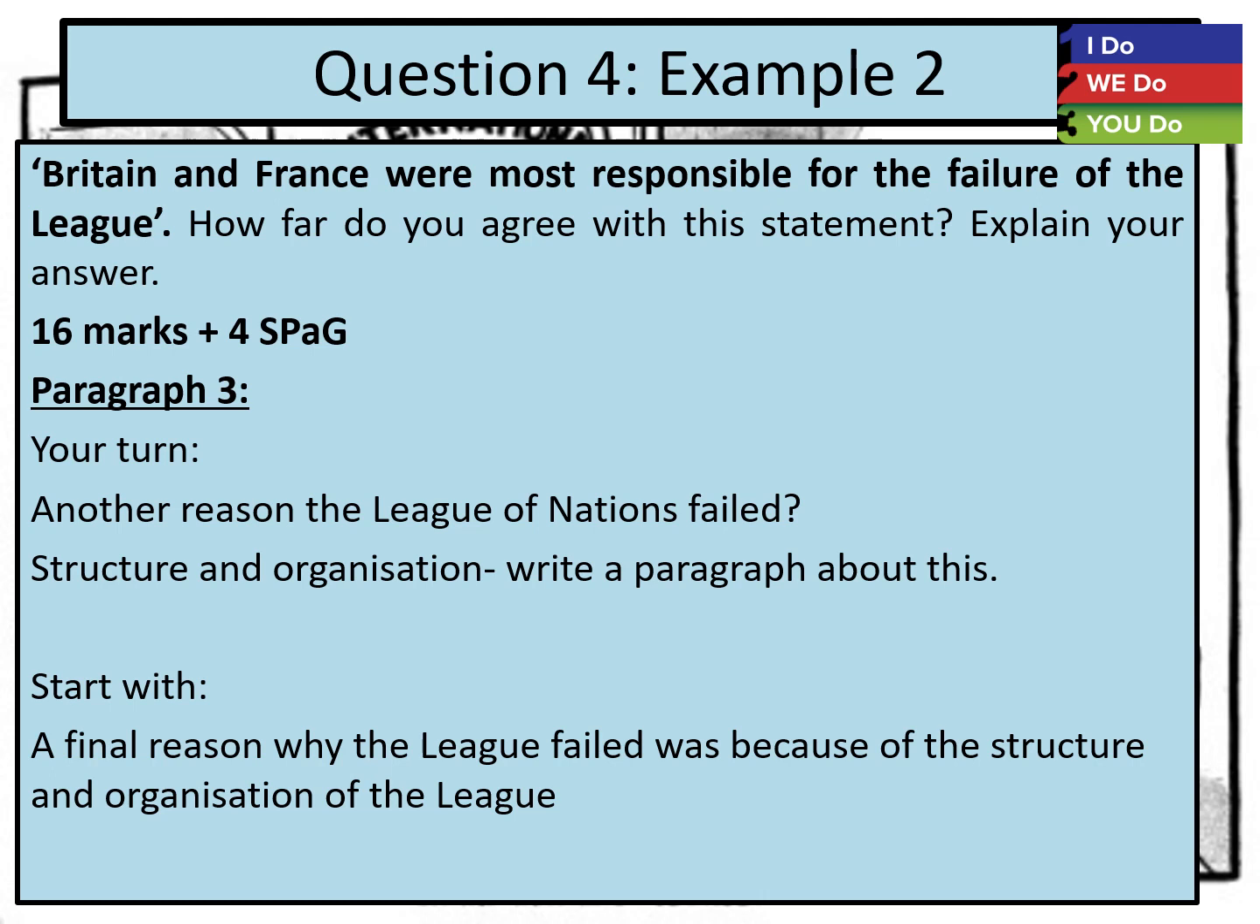So you might talk about things like the Assembly, the Council, you might talk about sanctions, you might talk about what the League didn't have and how all of that made it really, really difficult. And again, I've started you off with a sentence. A final reason why the League failed was because of the structure and organisation of the League. So again, 8 minutes, see how far you can get in that time. You should be able to write all about the problems with the structure and also link that back to how that led to the failure of the League of Nations.